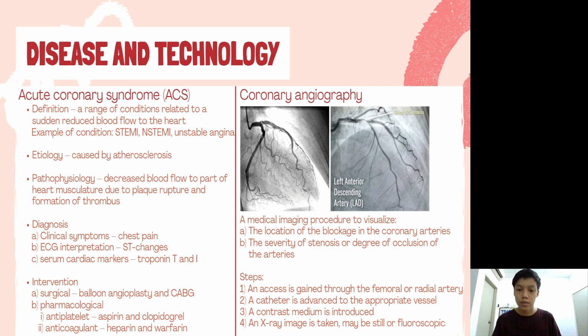So how this procedure is carried out is that access will be gained through the femoral or radial artery, and a catheter is advanced through the appropriate coronary artery. Then they will inject a contrast dye so that when the X-ray is taken, we can see how the blood flows in the coronary arteries.